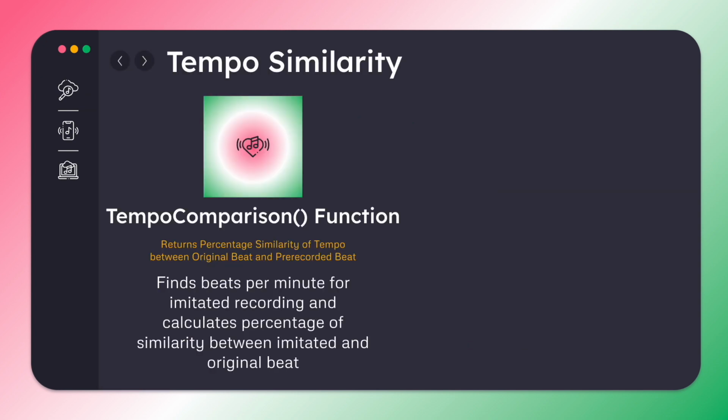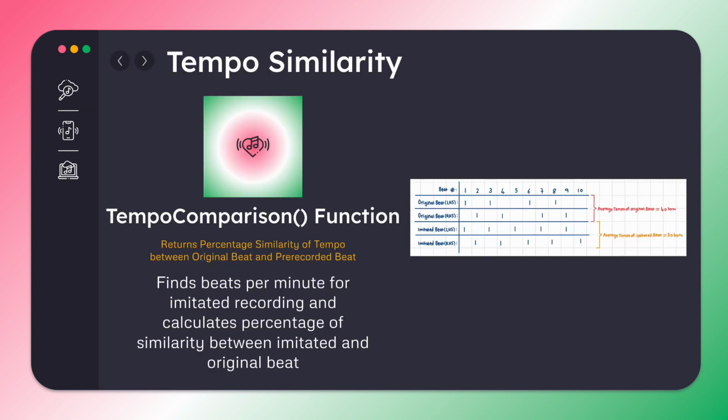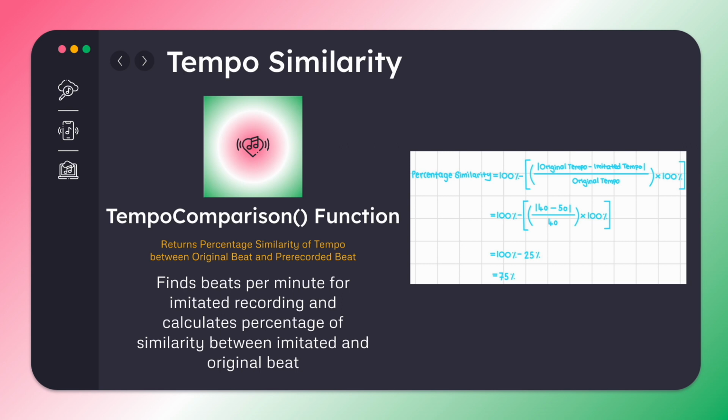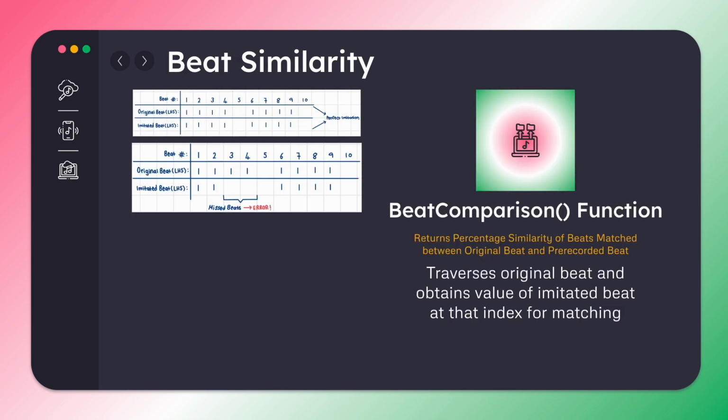To obtain the percentage similarity in tempo, first, the total number of beats per minute for each recording is calculated. Next, using the simple formula of difference over original, the percentage of tempo similarity between the original and the imitated beat is calculated. To obtain the percentage of beat similarity, the algorithm traverses through the original beats and at each tap obtains the value of the imitated beat at that particular index.